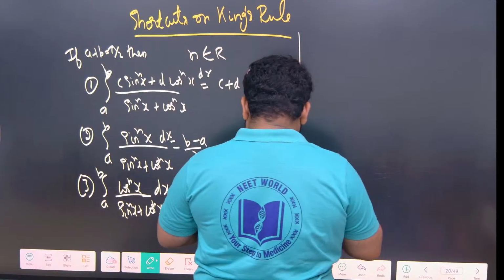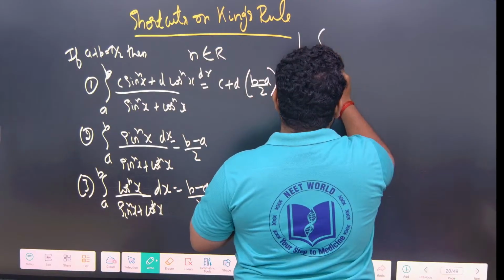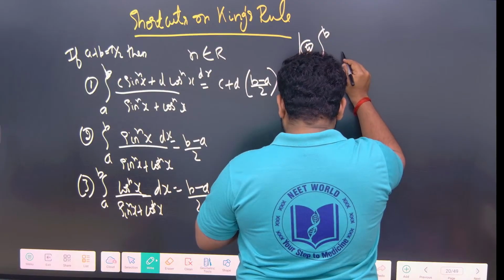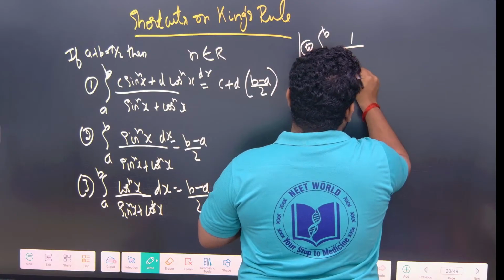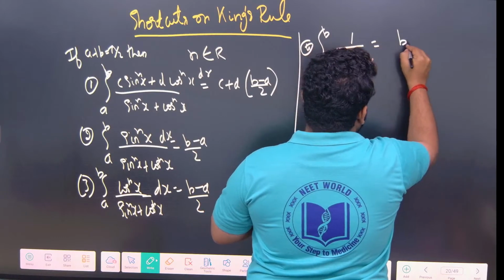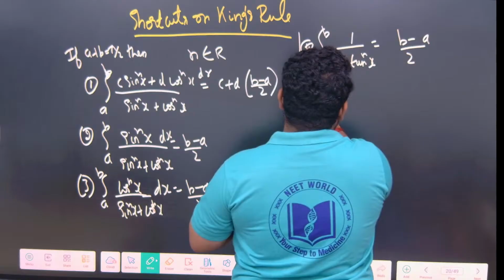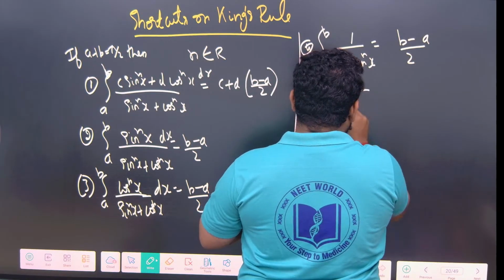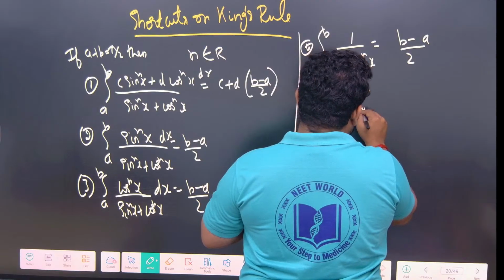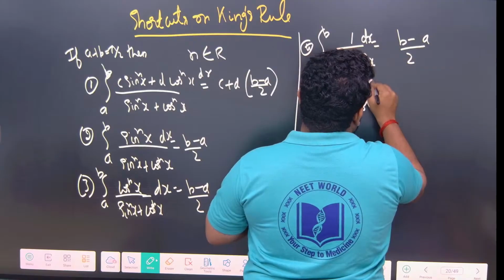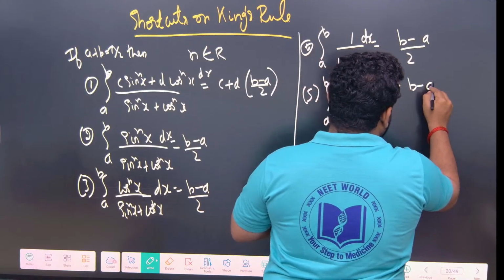And this is the fourth one: integral of a to b, 1 by 1 plus tan power nx dx, is equal to b minus a by 2. Next, fifth one, integral of a to b, 1 by 1 plus, if it is tan then cot also is applicable, cot power nx dx. This is also b minus a by 2.